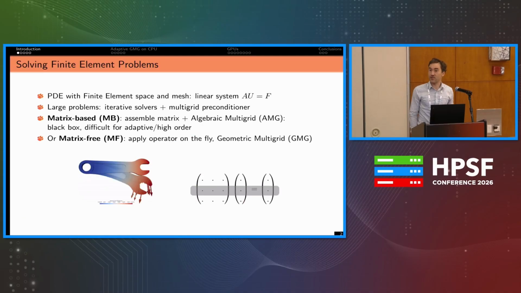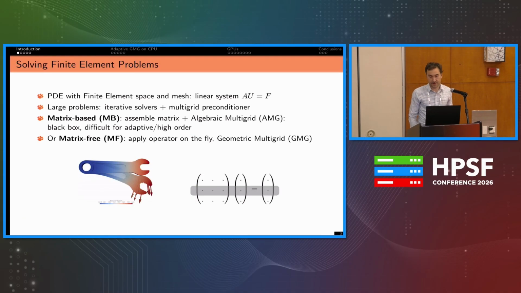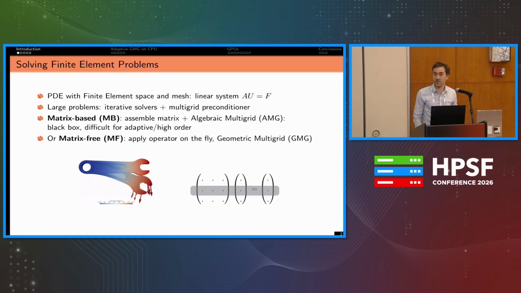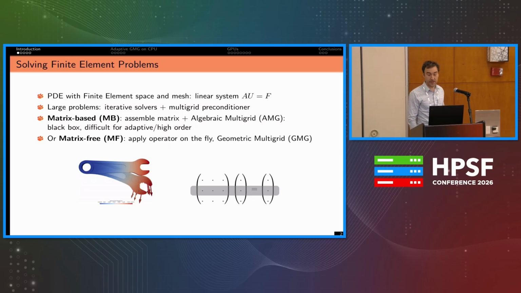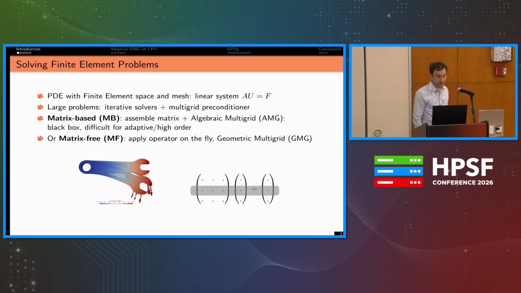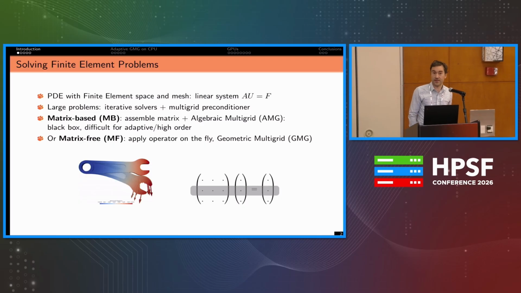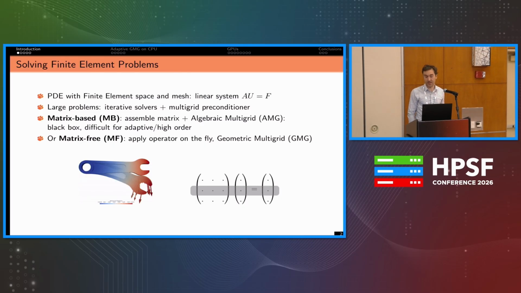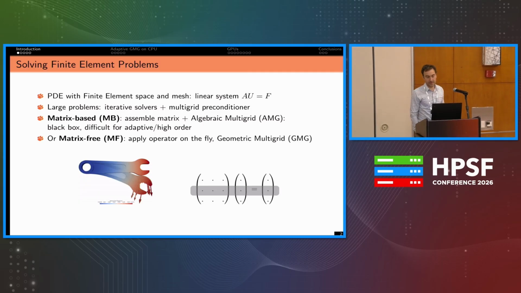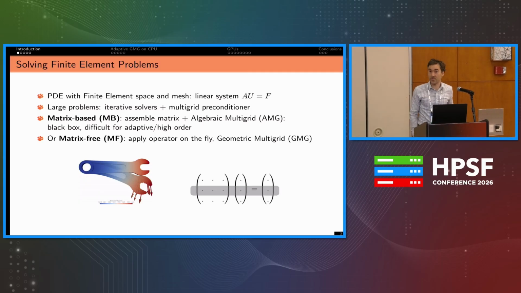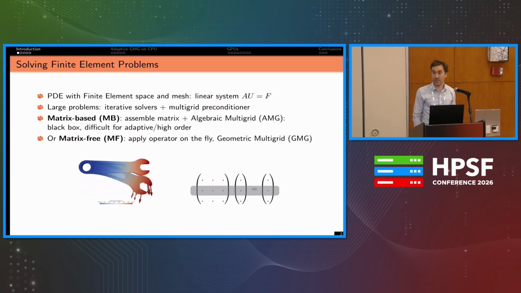Maybe I don't need to tell you what a finite element library is, but for the context of this talk, it's just a way of turning a partial differential equation into a linear system of equations. And we're particularly interested in large systems. And so what you end up doing is iterative solvers with some kind of multigrid method to be optimal in complexity.